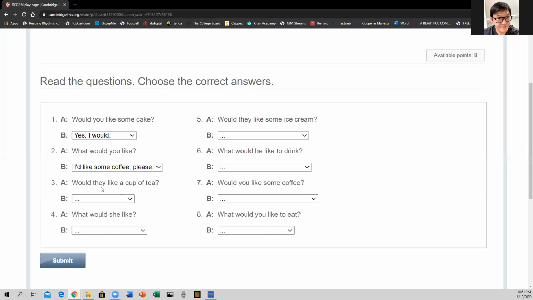Number three, would they like a cup of tea? No, they wouldn't, or no, I don't. Which one is correct? Correct answer is no, they wouldn't. Letter A. Okay, number four, what would she like? She'd like it, or she'd like a sandwich? Which one is correct? Correct answer is she'd like a sandwich. Letter B.